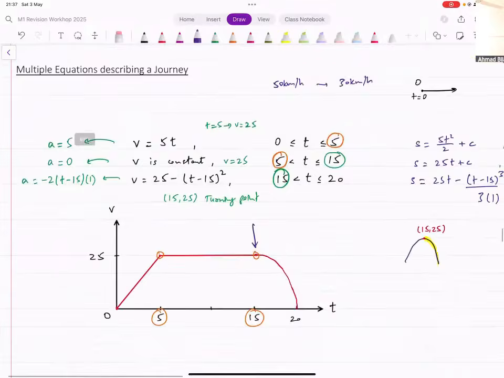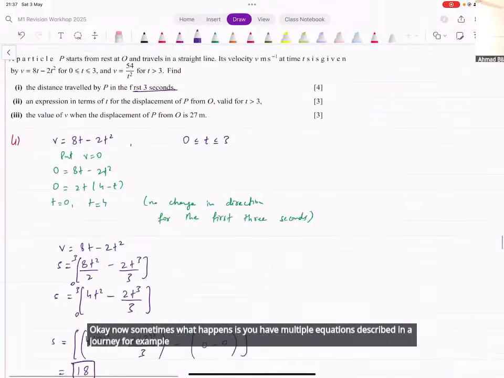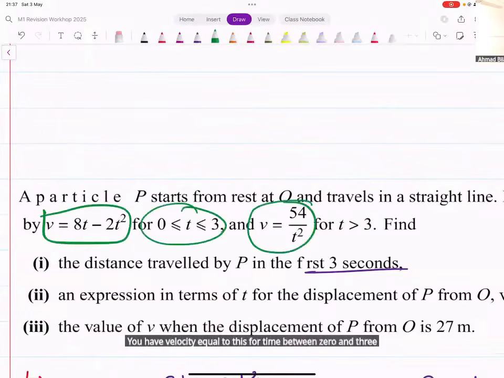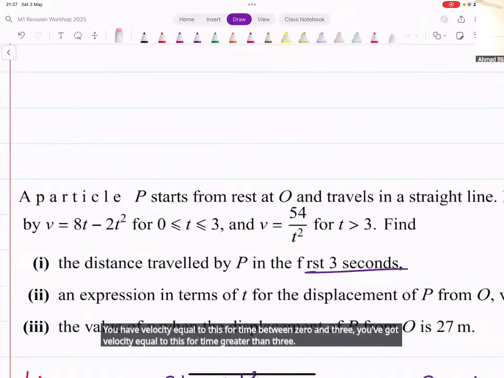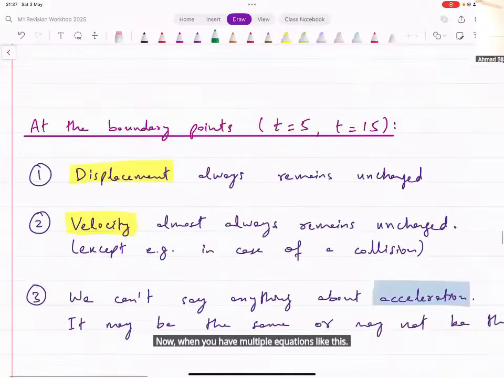Okay. Now, sometimes what happens is you have multiple equations describing a journey. For example, you have velocity equal to this for time between 0 and 3. You've got velocity equal to this for time greater than 3. Now, when you have multiple equations like this, you need to remember something about this.